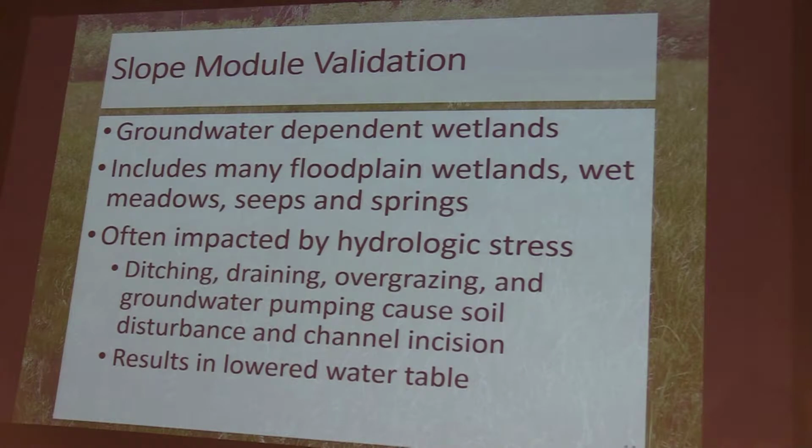With slope wetlands, they're often particularly impacted by hydrologic stress. Things like ditching and draining, as well as overgrazing, can cause incision of channels and eventually results in a lowered groundwater table, which is really stressful for those types of wetlands because they rely on groundwater to support them. So when we set up the sites, we tried to find sites that were, you know, in more reference condition, and then other sites that were more impacted by some of these stresses.